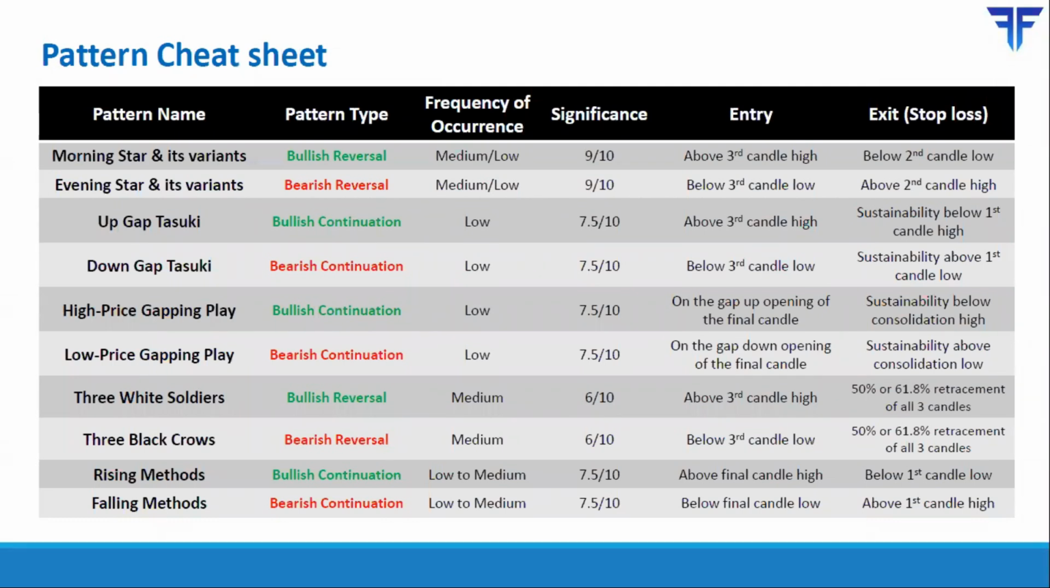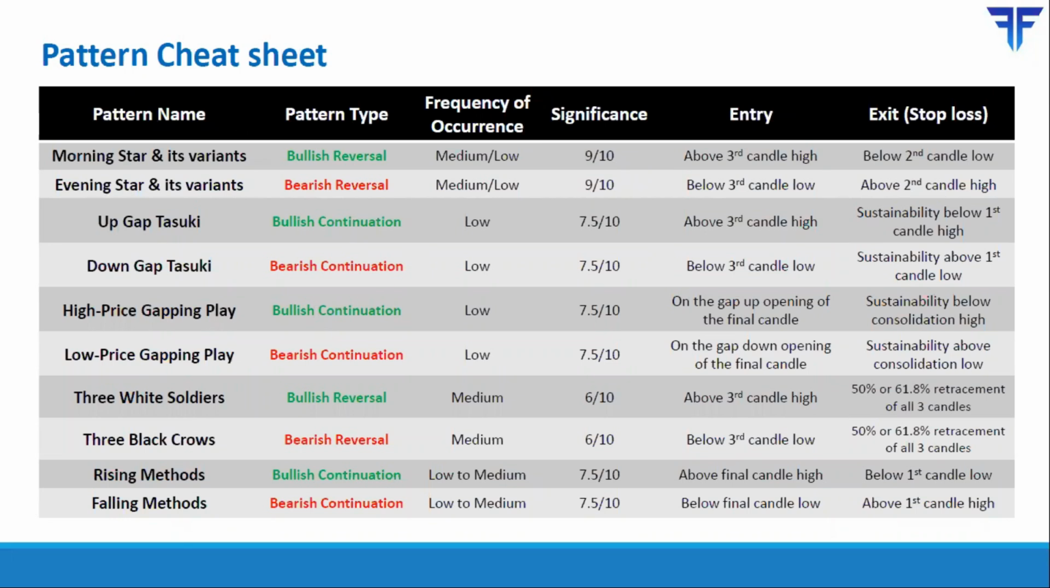So with that, let us talk about the important characteristics of the patterns that we have discussed today. Of all the patterns that we have studied, my favorite pattern is the morning and evening stars, for which I've given a rating of 9 out of 10. Whenever a morning or evening star appears after a prolonged rally or after a prolonged decline, it is usually followed by a swift reversal going forward. These patterns tend to work out very well in most cases.